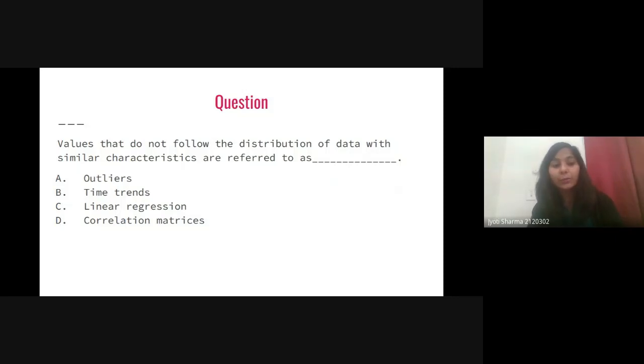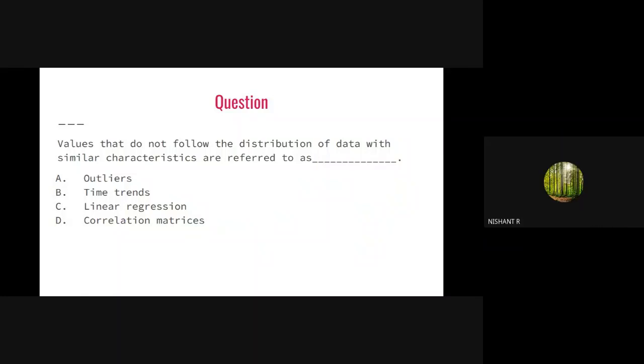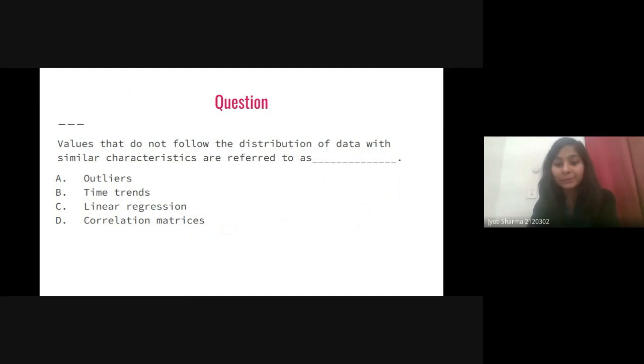The question is, values that do not follow the distribution of data with similar characteristics are known as: outliers, time trend, linear regression, or correlation matrix. Outliers. Okay, so yes, it should be outlier.